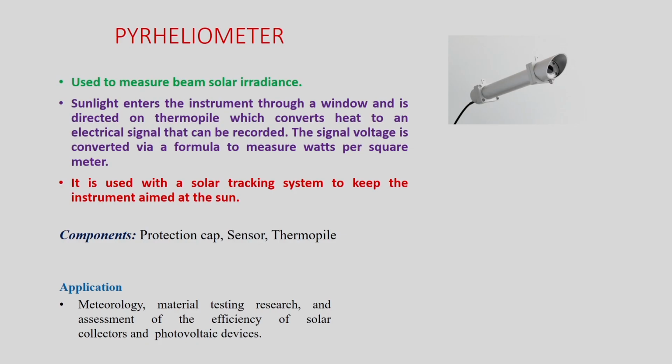So, this is a very good instrument and very costly instrument, and normally this is used for measurement of beam solar irradiance. Sunlight enters through this tube. So, I can make this kind of arrangement to show how this can be measured. We will have an absorber, and then we will have a thermopile, and we will have some kind of support here.